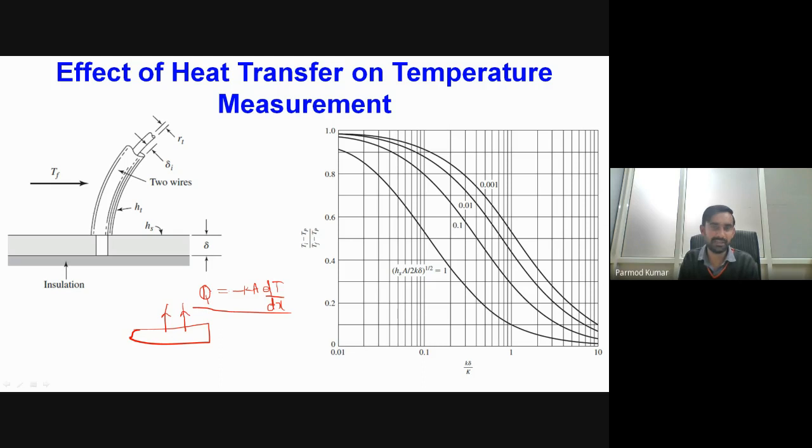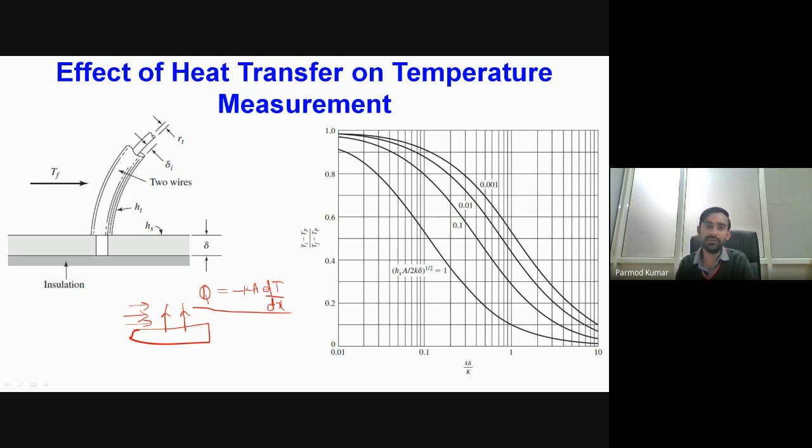For determining the rate of heat transfer taking place because of conduction, at the same time, if there is a flow of gas or any other fluid over these thermocouple wires as well as over the surface where we want to measure temperature, that will also lead to a certain amount of heat transfer from the surface.